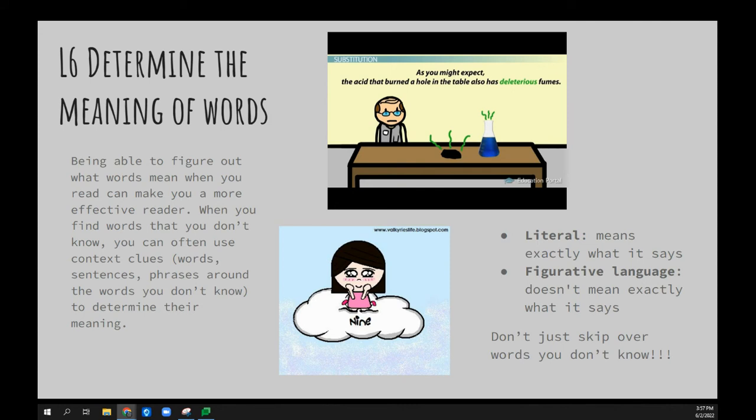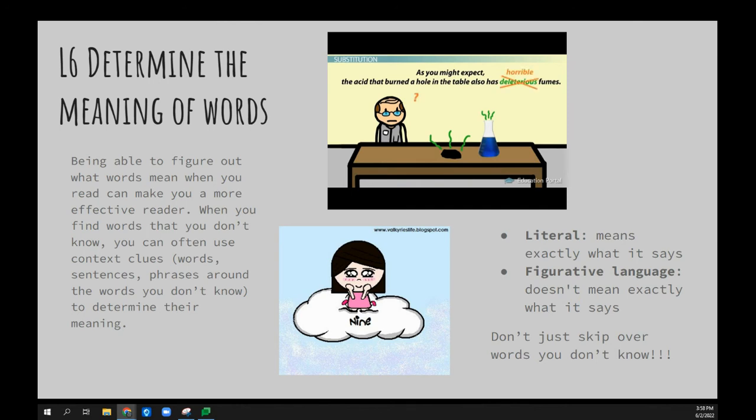Let's try substitution. What about pleasant? Would that make sense in context? As you might expect, the acid that burned a hole in the table also has pleasant fumes. No. Burning a hole in the table is bad. Pleasant fumes are good. We wouldn't connect those two things, would we? That's using context. So it's probably bad.